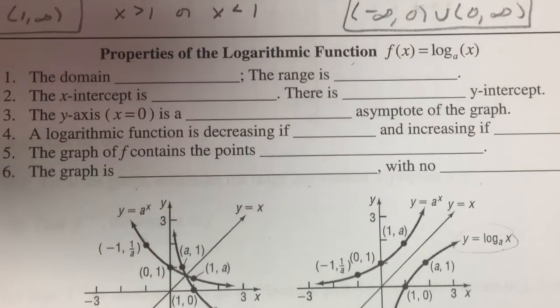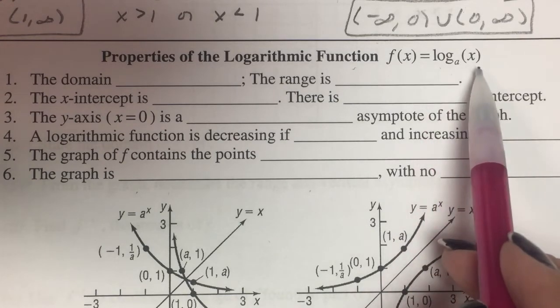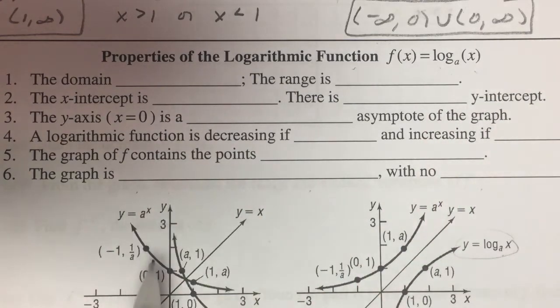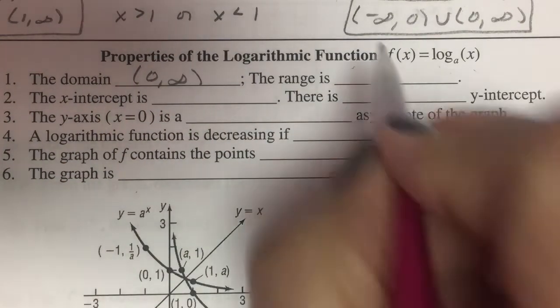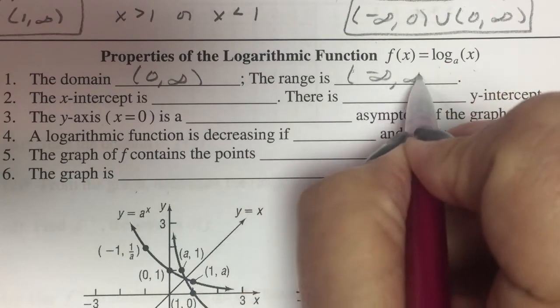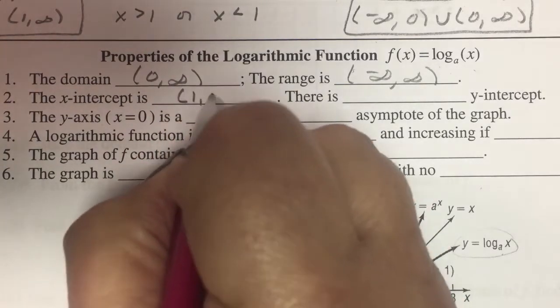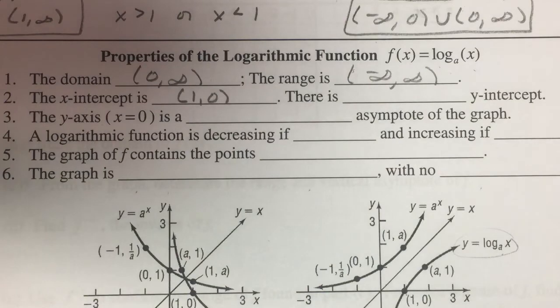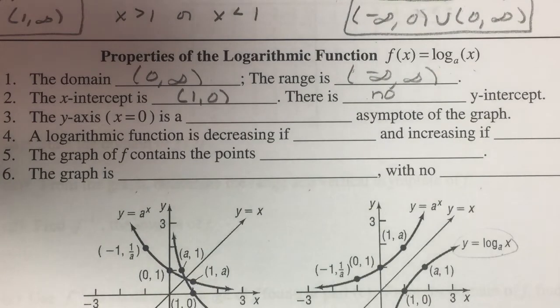All right, so let's fill in some blanks here. For a log function, log base a of x, the domain will be from 0 to infinity. We already looked at that, and the range is all real numbers, so we've already written that. The x-intercept right here is (1, 0). Remember, for exponentials, it was (0, 1). And there is no y-intercept. Remember, for exponentials, there was no x-intercept. Again, they're inverses, so it's opposite.